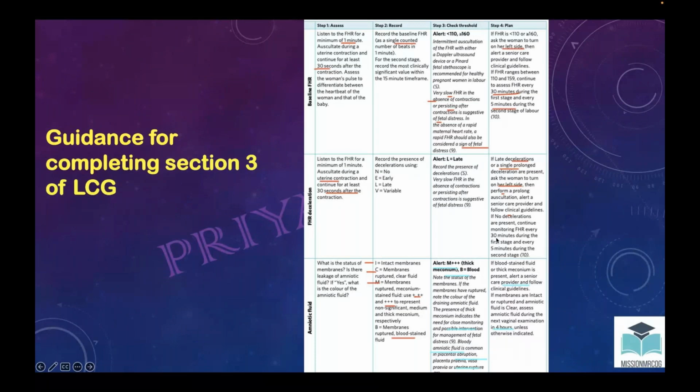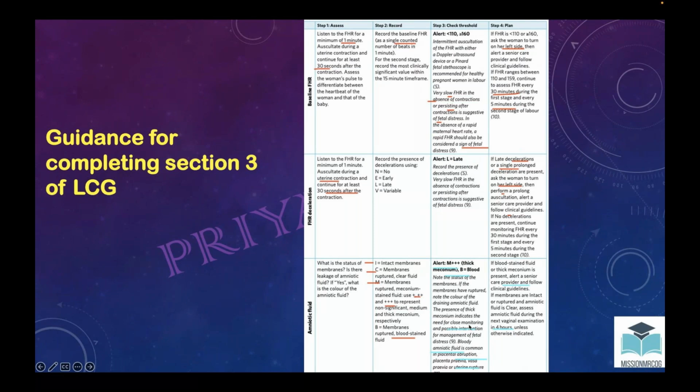Coming to another part, the amniotic fluid. So for amniotic fluid: if intact, I; clear, C; ruptured with meconium, M, plus 1, plus 2, and plus 3. Plus 3 is the significant meconium. B is for blood stain. Now what are the alerts? If there is 3 plus meconium or blood, that is the alert. So why could it be there? For bleeding, there could be abruption, placenta previa, vasa previa, or uterine rupture.